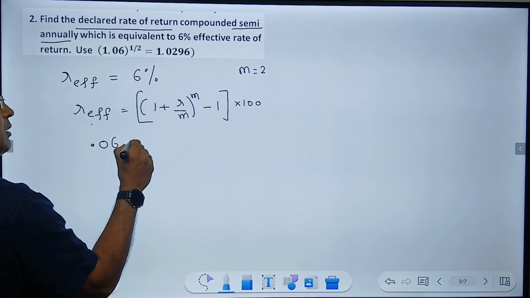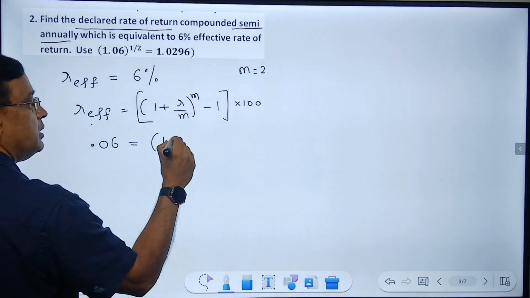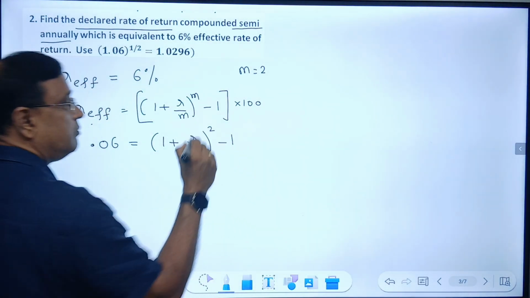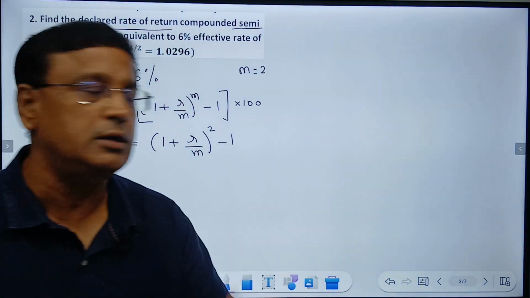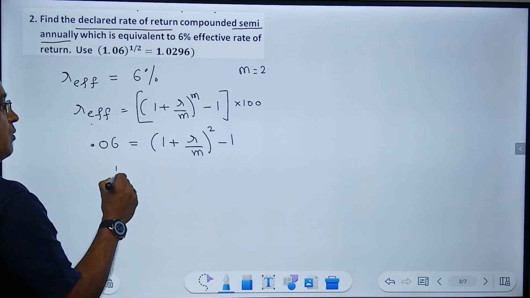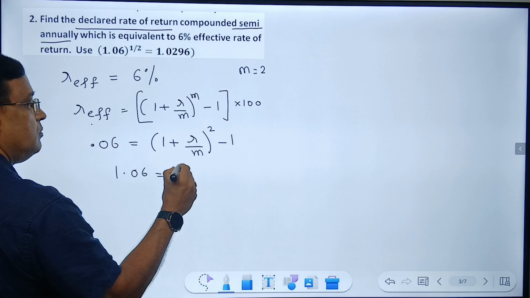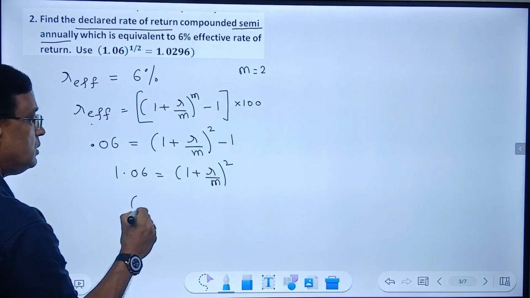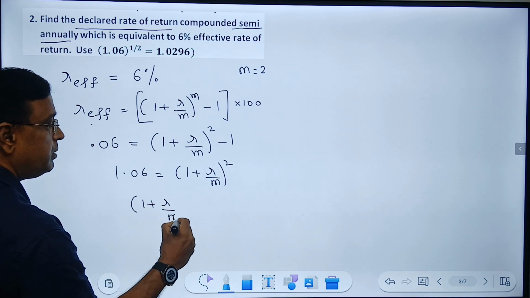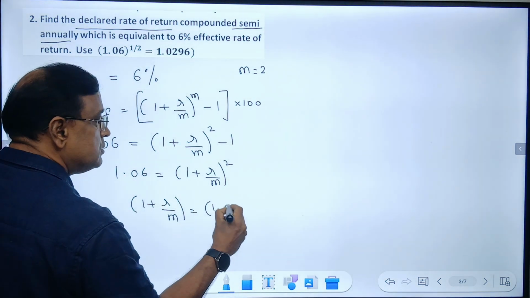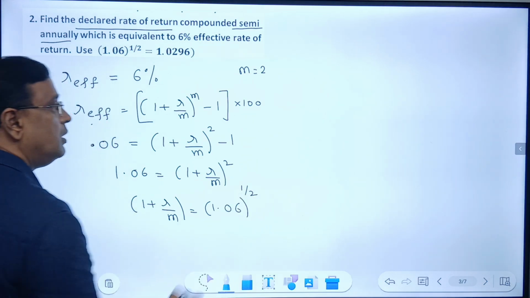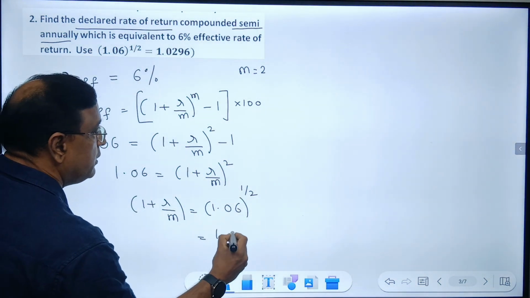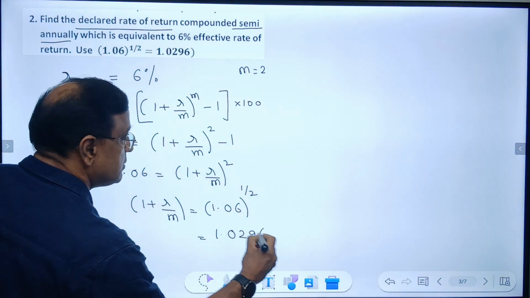0.06 equal to (1 plus R by M) the whole square minus 1. We'll substitute for M a little later. Now from this you get 1.06 equal to (1 plus R by M) the whole square. So what is 1 plus R by M? 1 plus R by M is 1.06 to the power of 1 by 2. But you know 1.06 power 1 by 2, it's given as 1.0296.